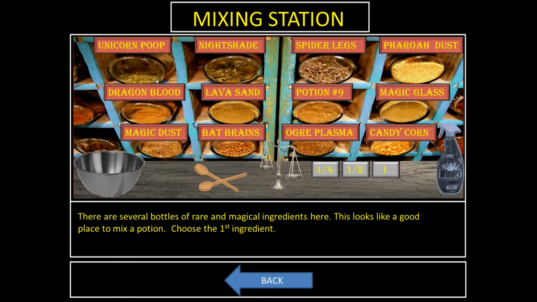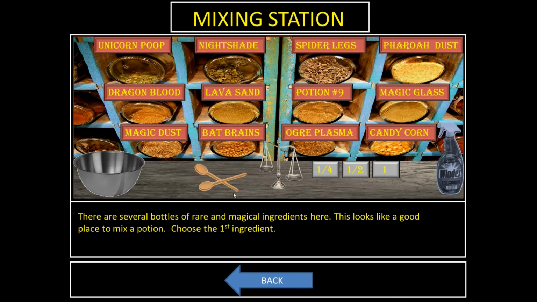Unicorn poop, that's good. Dragon blood, magic dust, bat brains, lava sand, potion number 9, ogre plasma, candy corn, Windex, gotta have your Windex, spider legs. Okay, there are several bottles of rare and magical ingredients here. This looks like a good place to mix a potion.